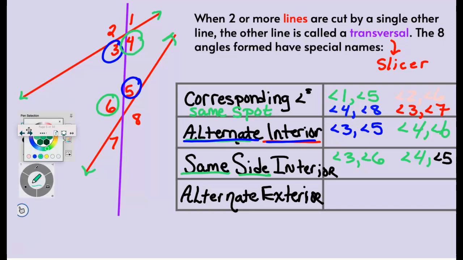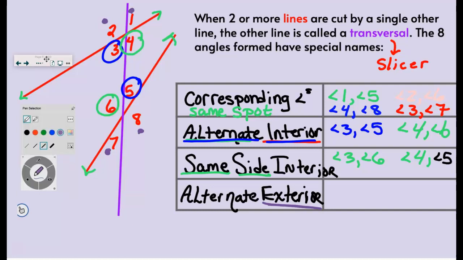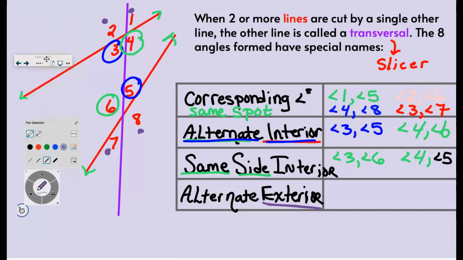And then last up, trying to get a new color here. Our alternate exterior is similar to alternate interior. We're going to be outside those 2 red lines, so we'll be talking about angles 1, 2, 7, and 8. I think I'll highlight those because I'm getting a lot of colors going on here. Let me grab a highlighter. I'll go yellow. So our exteriors are angles 1, 2, 7, and 8. That's the exterior part of it.